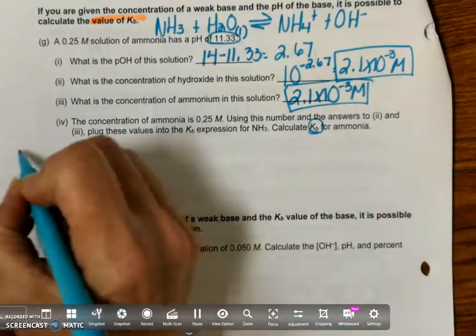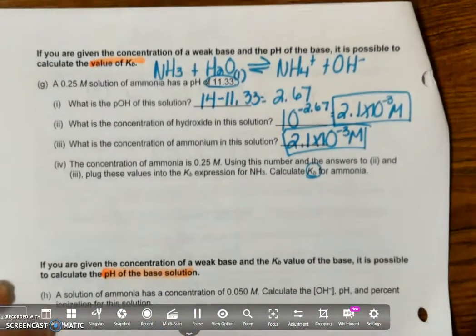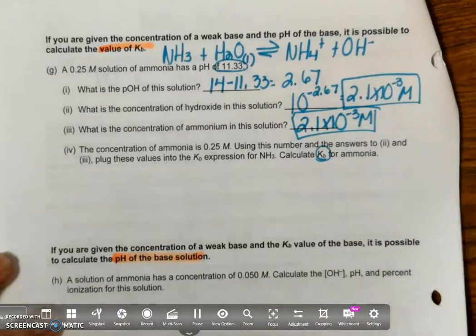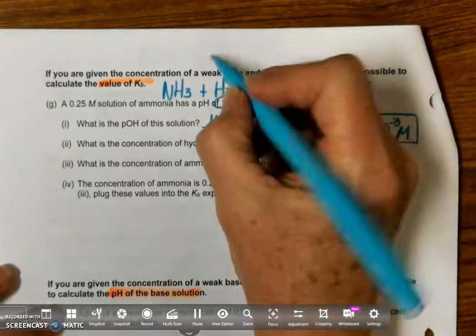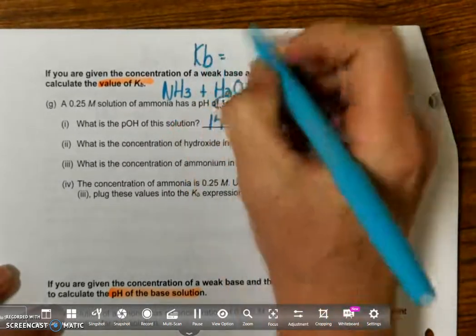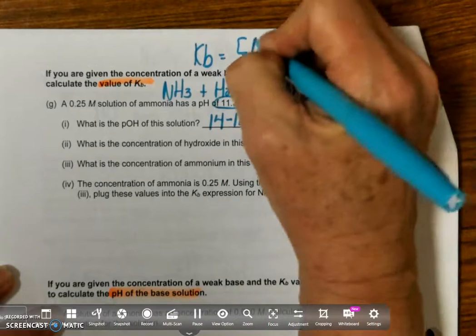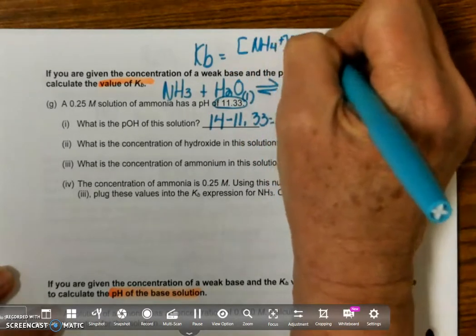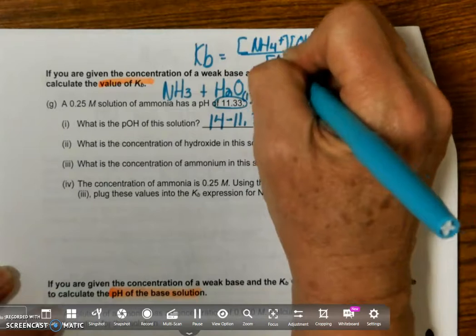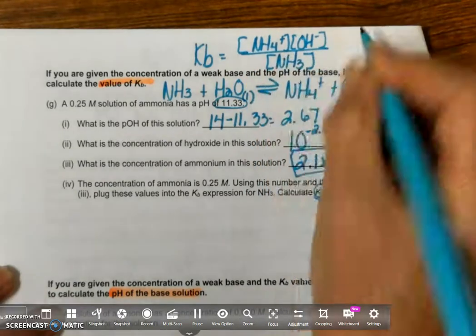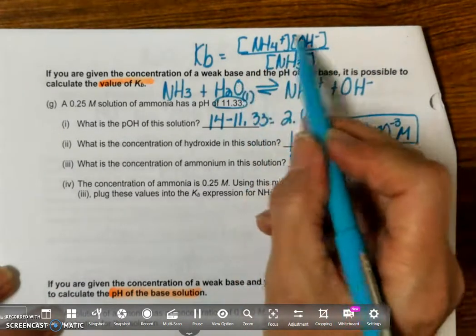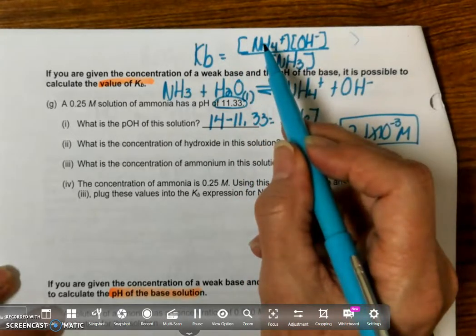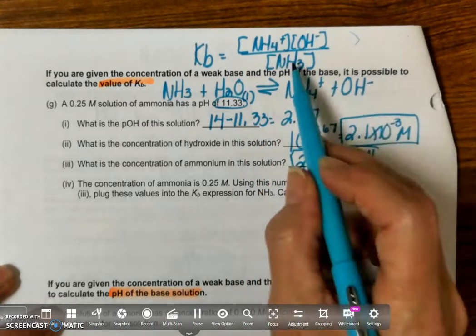I'm missing, however, I think I'm kind of running out of room, so I'm going to put my equilibrium expression up here. Kb is equal to NH4+ times OH- divided by ammonia. Notice that water is not in the expression. I know this, I know this, I need to find that.